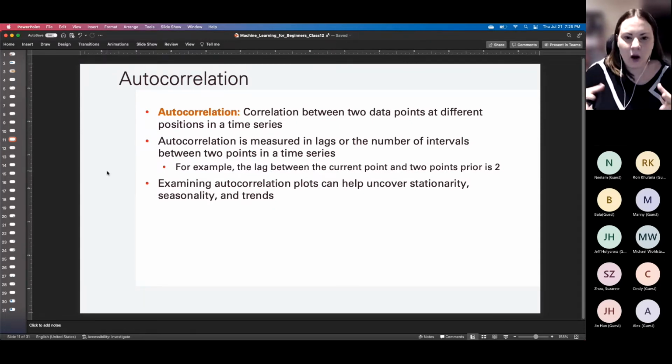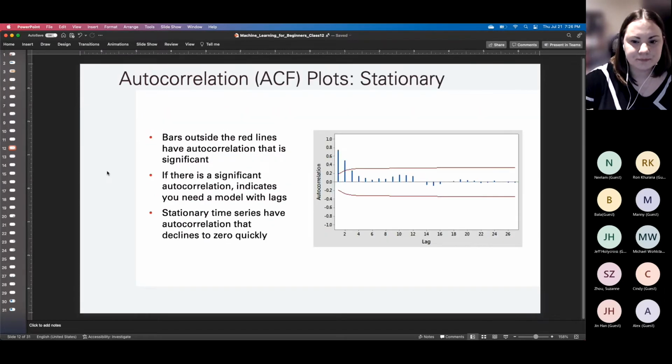So that's how we know, just like the question said, this is daily data. So one lag is 1 day. That was a good question. And examining autocorrelation plots can help uncover whether something is stationary, and whether it shows seasonality and trends in general. So that's another way to triangulate and tell whether your data is stationary.